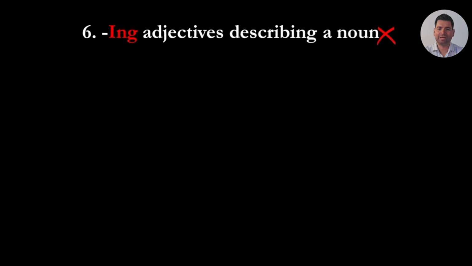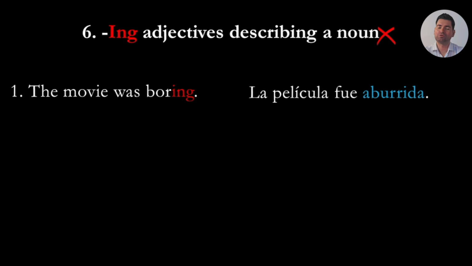6, ing adjectives describing a noun. Remember that an adjective is a word that describes a noun. In English, there are ing adjectives that you cannot translate literally into Spanish. You just need to learn the Spanish word. Examples. 1, the movie was boring. La película fue aburrida.